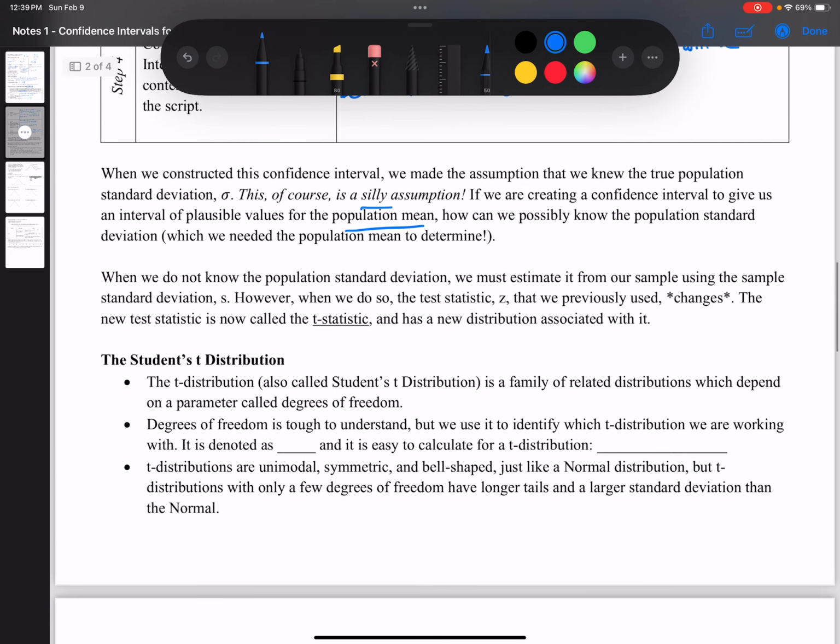So when we do not know the population standard deviation, we must estimate it from our sample using the sample standard deviation. So we can find s. But when we use the sample standard deviation as our guess for the population, we can't use z. So we have to use a new test statistic. This is called the t statistic, and it has a new distribution associated with it. I'm going to go over that in the next video.